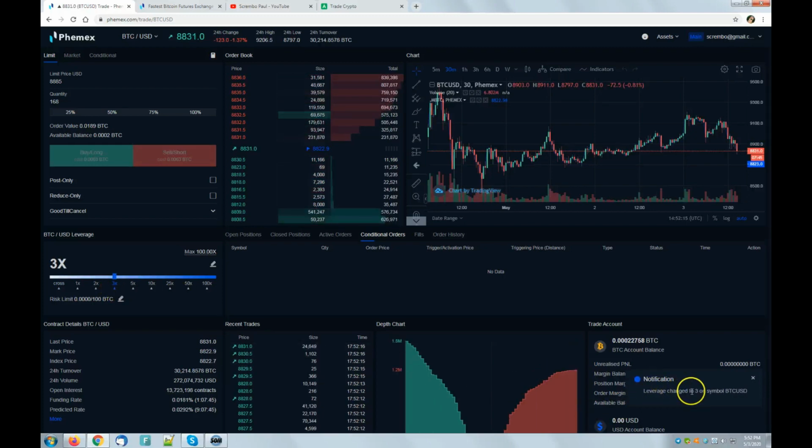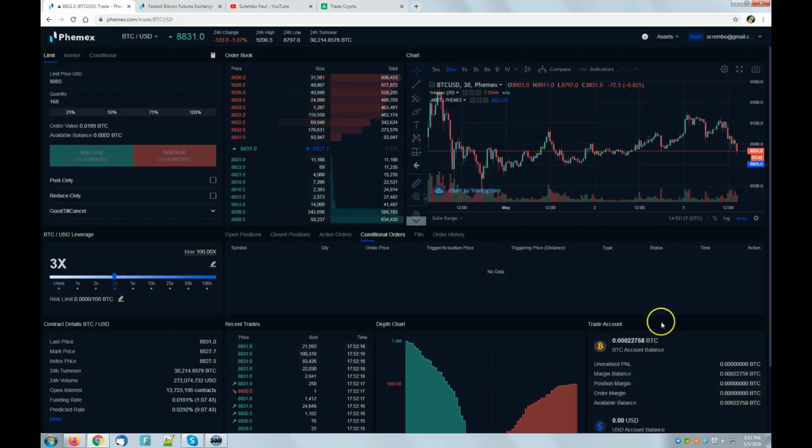Notification: leverage changed to 3 on symbol BTC paired with the USD. This is the way it works. That's like a confirmation which comes to you that your leverage has been changed. This is very important when you do your calculations.